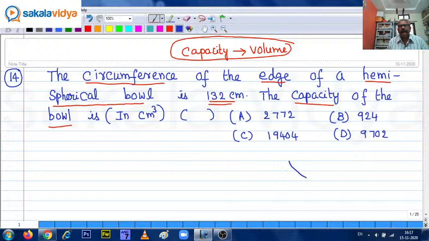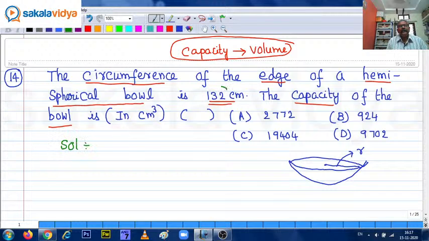This is the hemispherical bowl. This is called the edge. This is the circle. Say this radius is r. But what is given actually? Circumference. Circumference means perimeter. So the perimeter of this circle is given as 132. So we can find it like this.